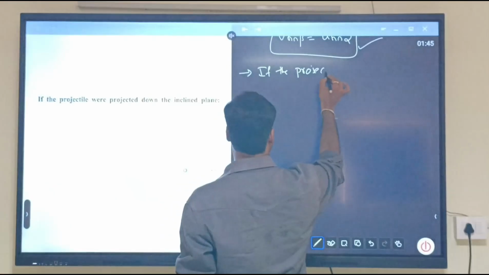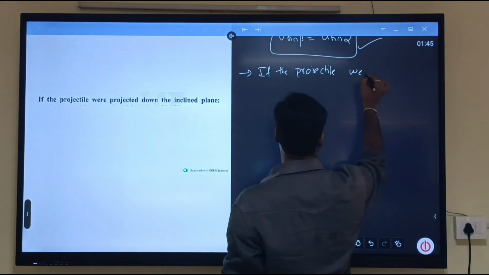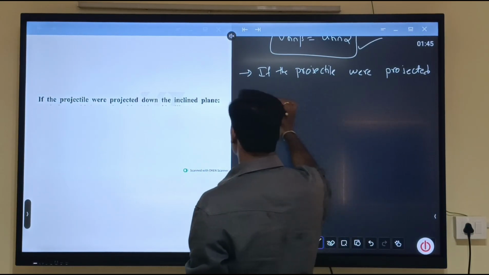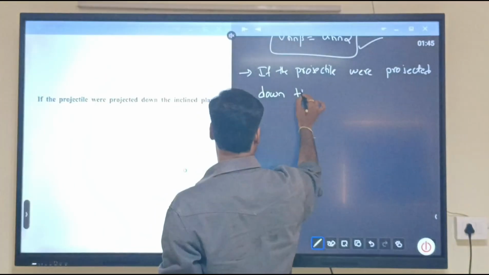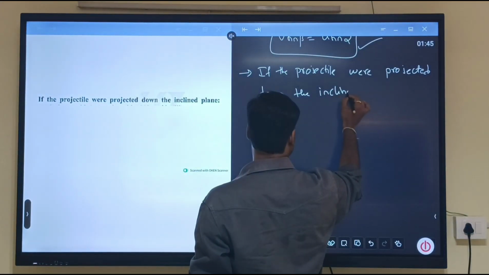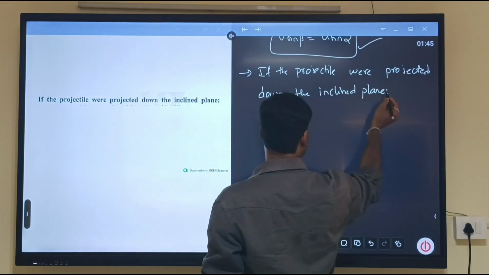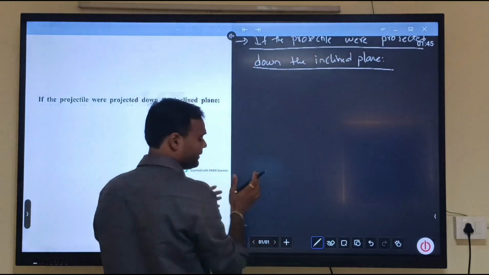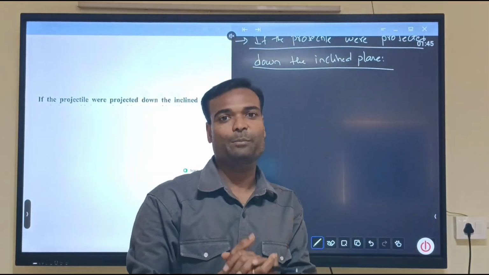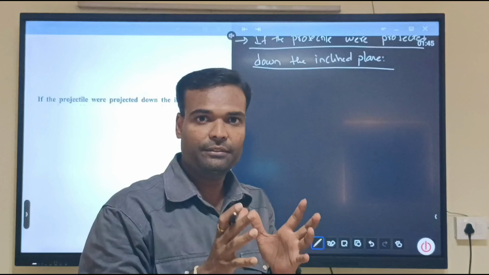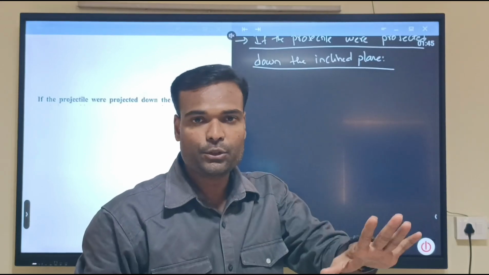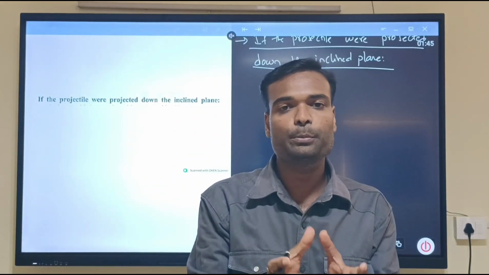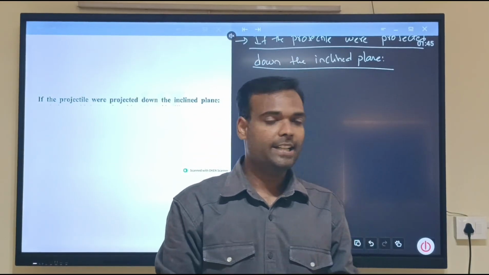projectile is projected down the inclined plane. That means, see here, it is one of the logical, important and conceptual topics. Probably you will get confused in the first class, but I am trying my very best to avoid the confusion because I am discussing each and every single concept which makes you feel stronger and more comfortable in the understanding.